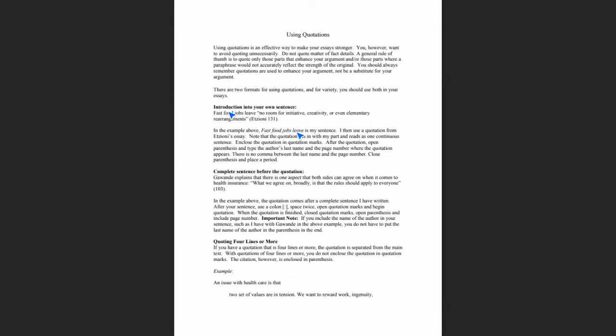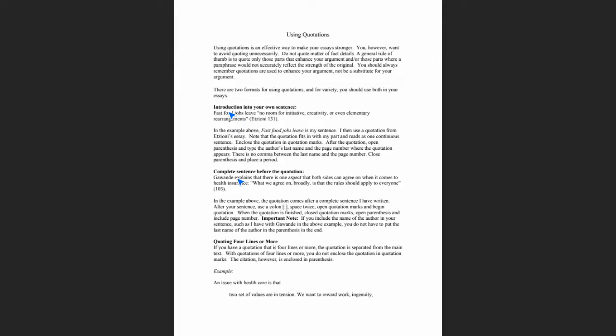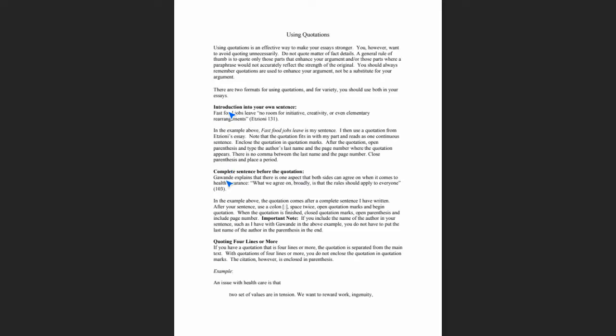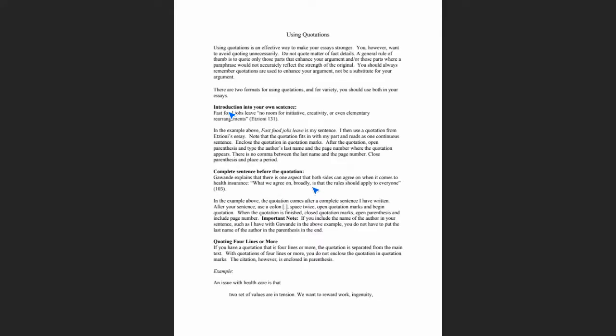Another way to incorporate a quotation into your paper is to have a complete sentence before the quotation. So here, if you have Gawanda explains that there is one aspect that both sides can agree on when it comes to health insurance. This is a complete sentence. And because this is a complete sentence, I put a colon after the complete sentence. Then I give the quotation, which is what we agree on broadly is that the rules should apply to everyone.